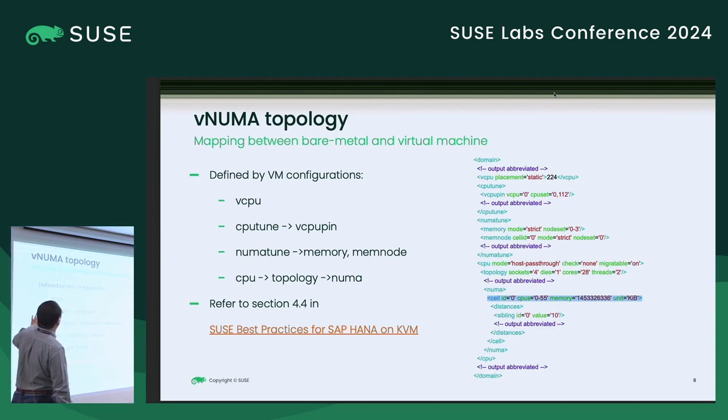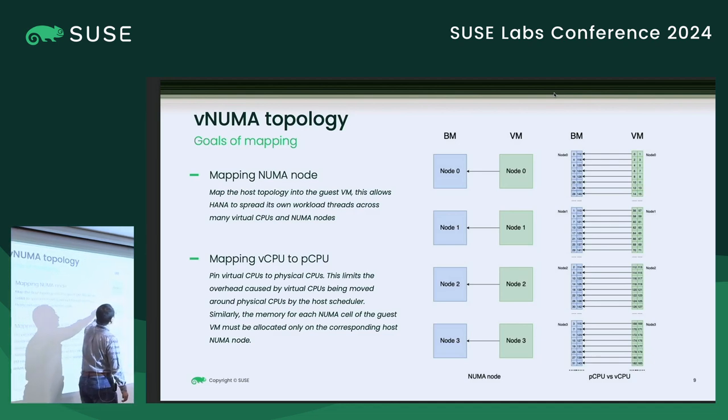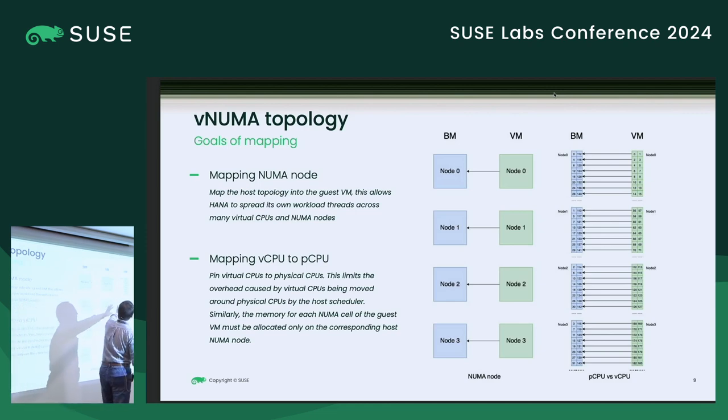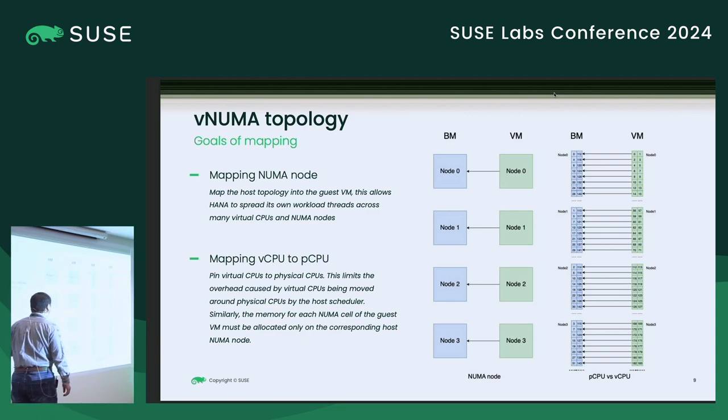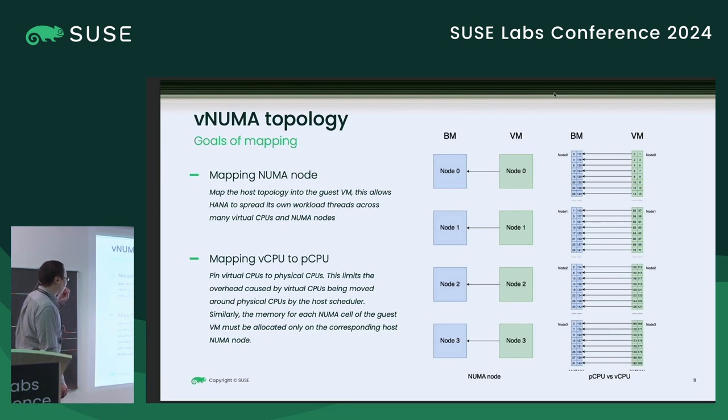This is just a quick overview of the items we need to take care of during VM configuration. Ideally, when we run the VM, we hope not to cross NUMA, just map one to one. For pCPUs, within each NUMA node we also need to map one to one. This is the best practice suggestion, and ideally it will provide the best performance. Based on the suggestion, this will limit the overhead caused by virtual CPUs being moved around physical CPUs by the host scheduler. Of course, the memory has a similar configuration.